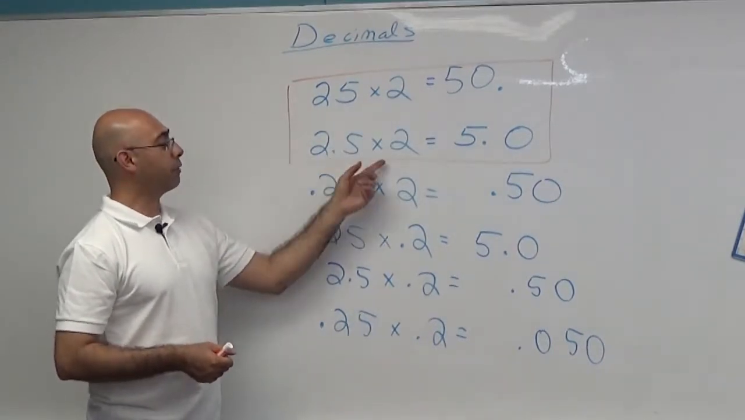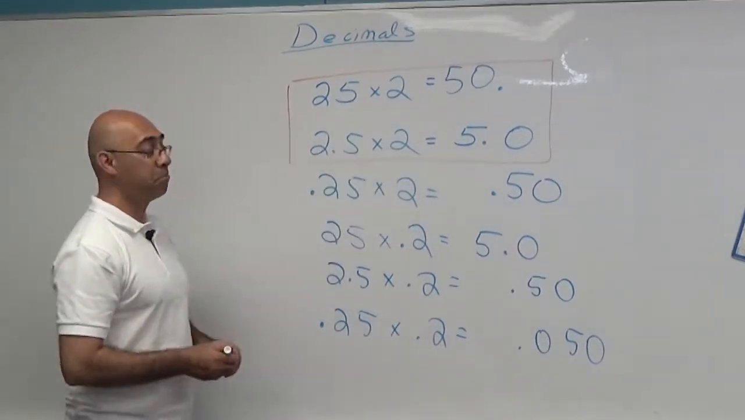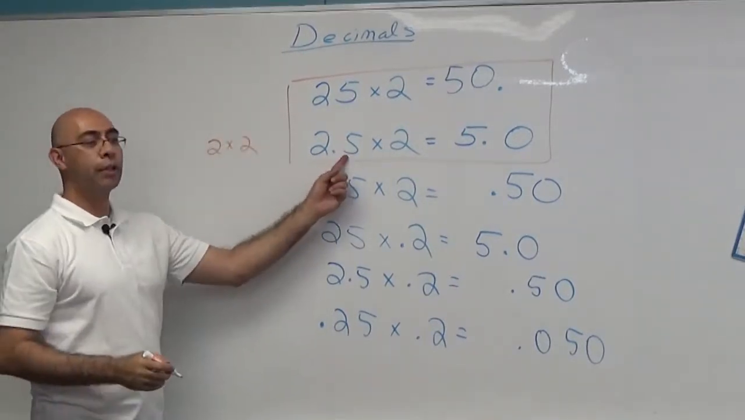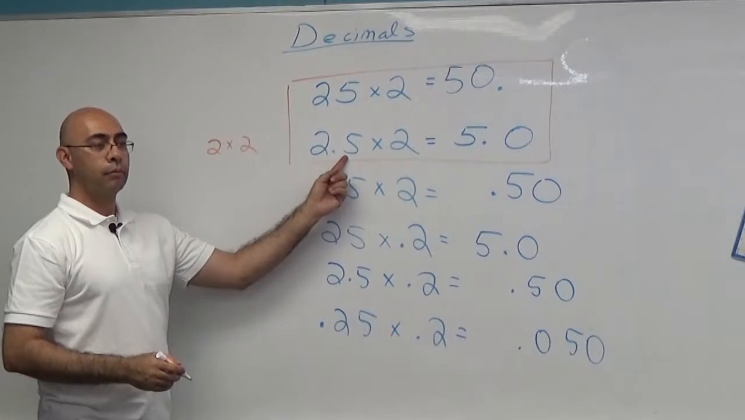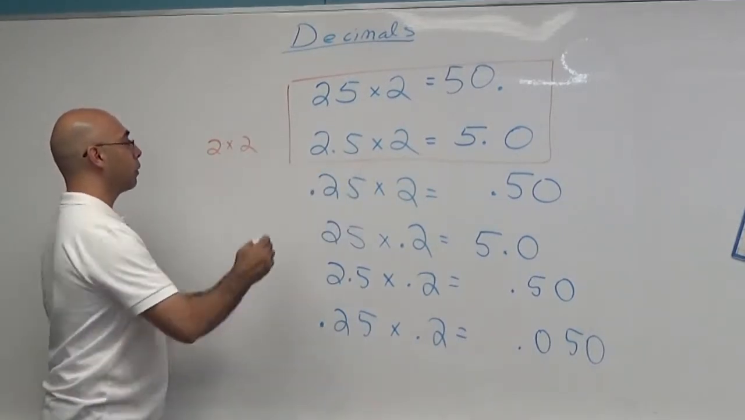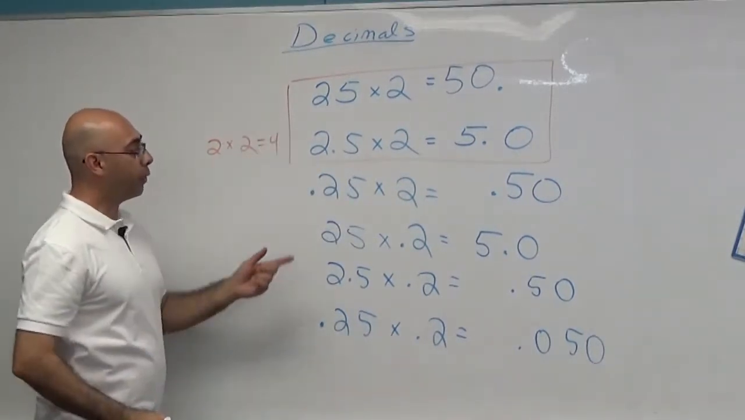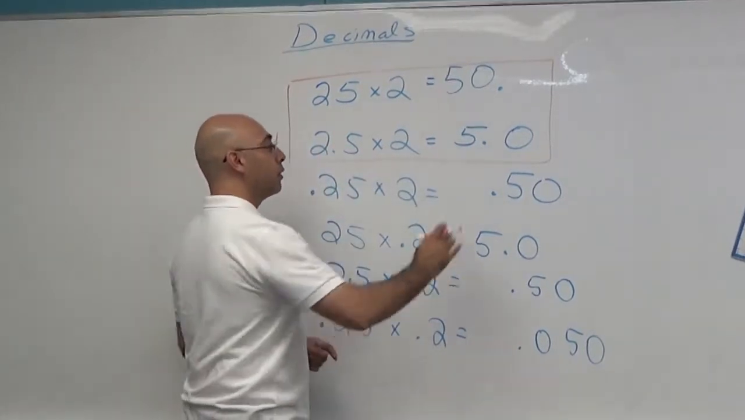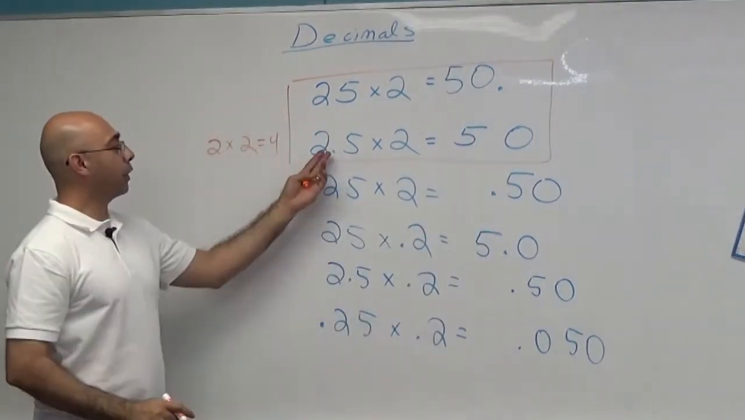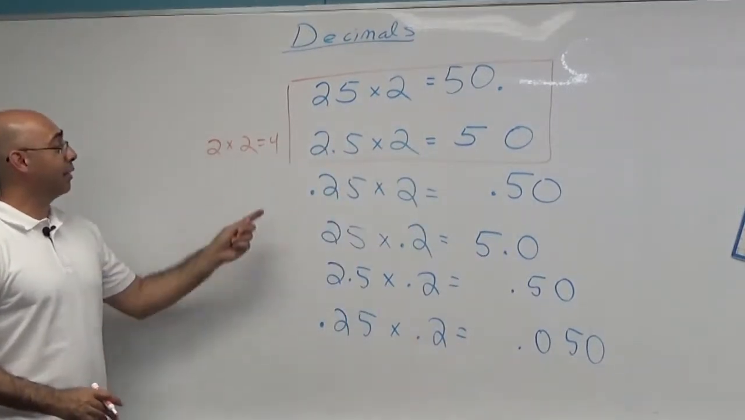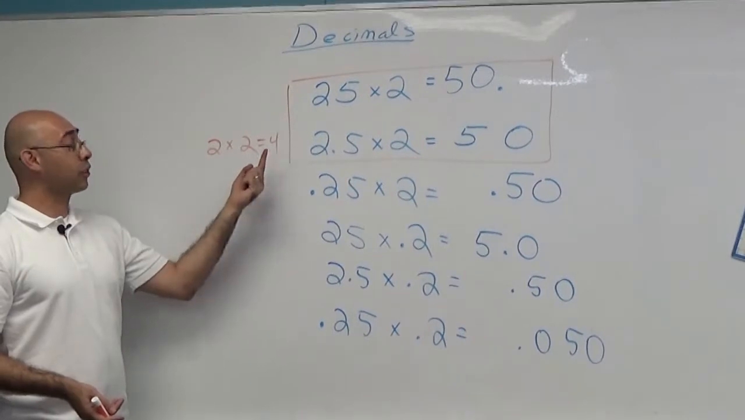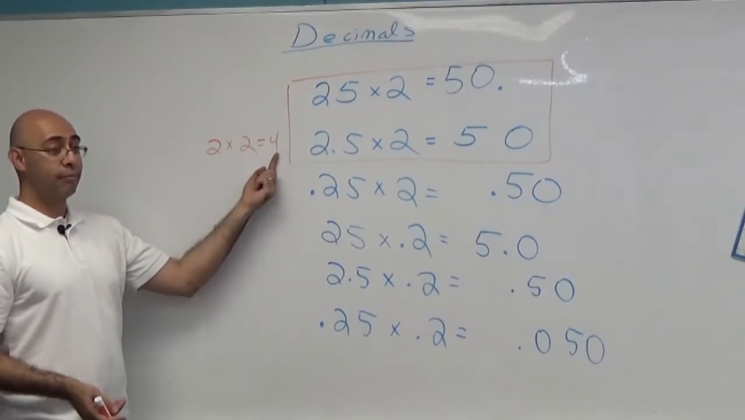Now 2.5 times 2, think of this one as 2 times 2. Just ignore the decimal point. What's 2 times 2? 4. So if you look at this problem, you know your answer is going to have a 5 and a 0, because we know that 25 times 2 is 50. So using this as your estimate, your answer should be a 1-digit number. That's close to 4, right?